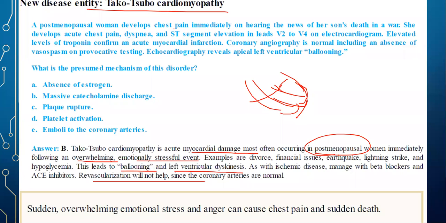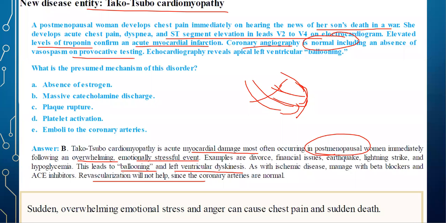Okay, so a postmenopausal woman develops chest pain immediately on hearing the news of her son's death in a war. She develops acute chest pain, dyspnea, and ST elevation in leads V2 to V4. You have got an elevated level of troponin and you confirm that this is an acute MI. Then you did a coronary angiogram, which can look inside the coronary artery to find out where the block is. That coronary angiogram came back normal, which means that there is nothing wrong in the coronary artery.